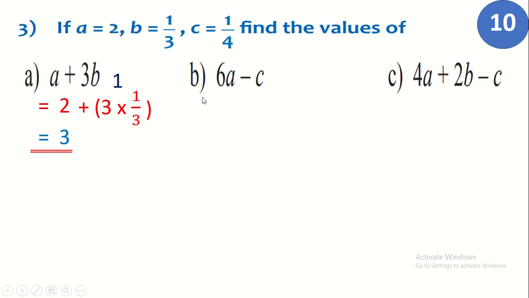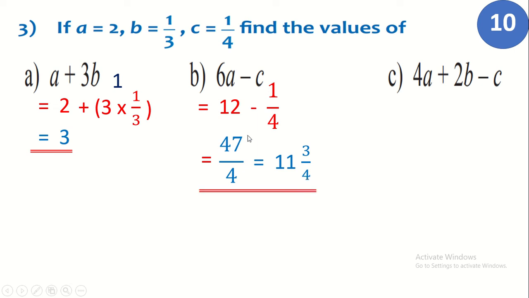Next is letter B. 6 times A, which is 2, minus C, which is 1/4. 6 times 2 is 12. C is 1/4. 12 minus 1/4, you have 47/4, or you have 11 and 3/4. Students, this is your answer: 47/4 or 11 and 3/4.